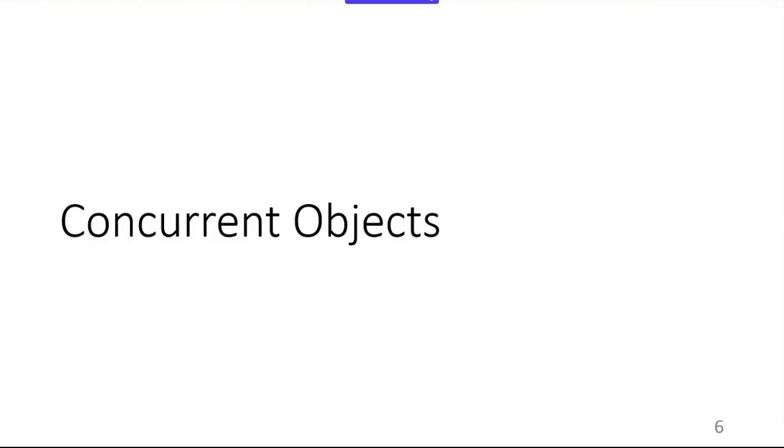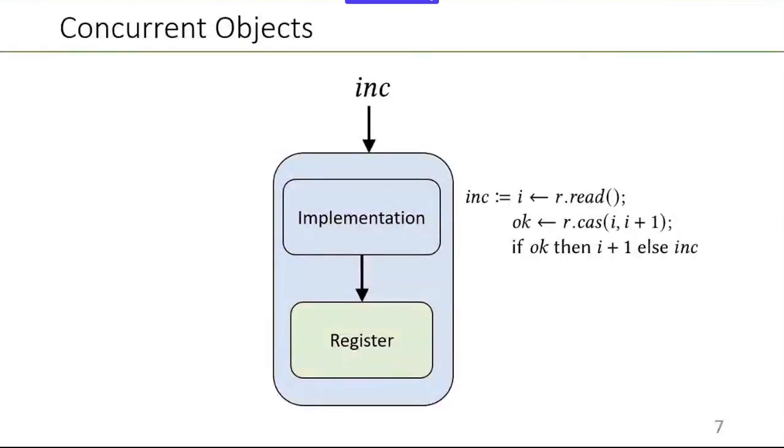So let's start with the concurrent objects. How do we represent them? Well, a concurrent object provides an interface. For example, a counter provides the increment method. And the increment method is implemented on top of a base object, or the field object, if you will. In this case, the counter is implemented on top of a register.